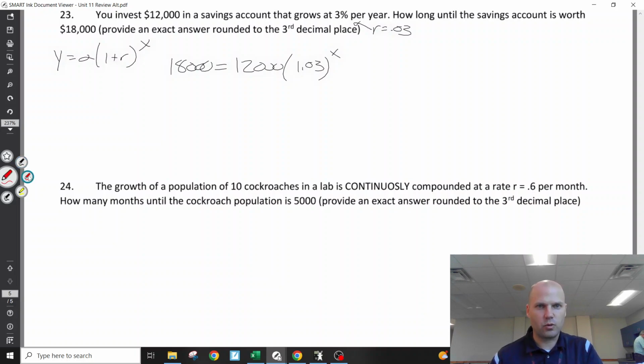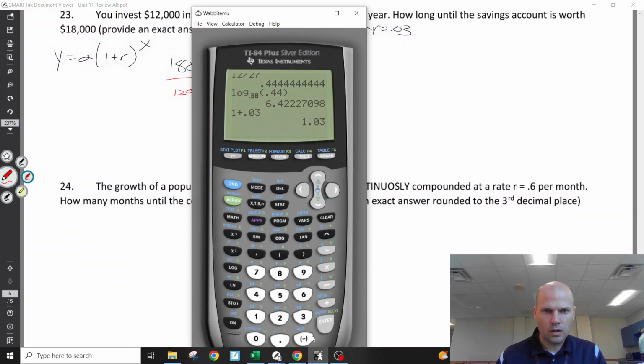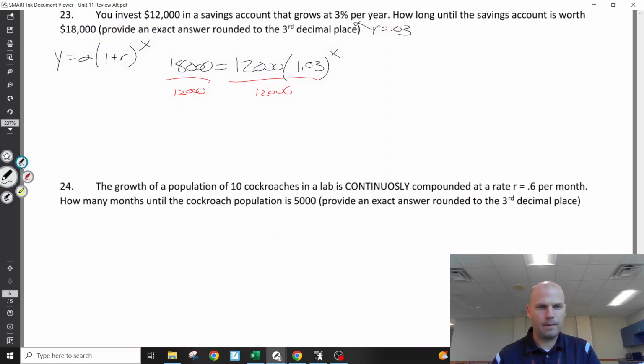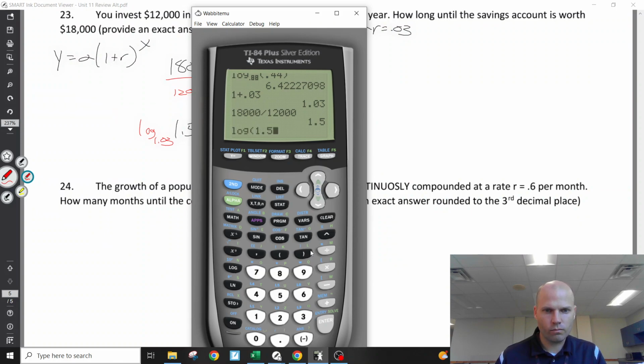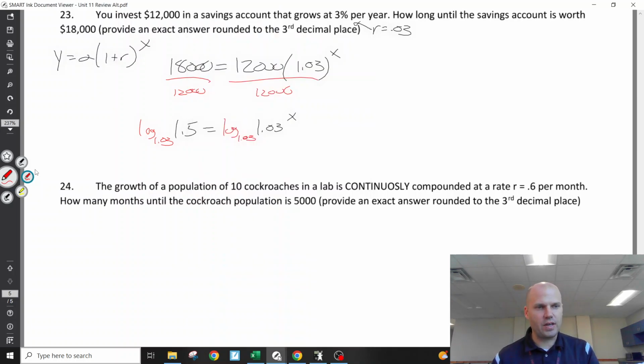Okay, divide by 12,000. 18,000 divided by 12,000 is 1.5. Get rid of the 1.03 as the base of an exponent by taking log base 1.03 of both sides. 13.717 years.